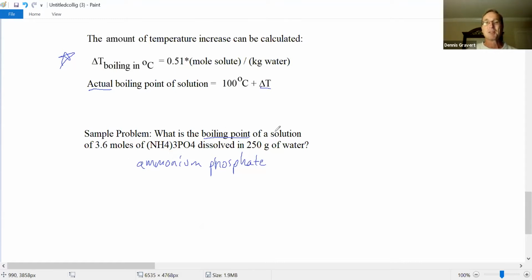So what is the boiling point of a solution of 3.6 moles of ammonium phosphate dissolved in 250 grams of water? Okay, so first calculate the change. Change in temperature is equal to 0.51, I'm just copying it down, times the moles of solute. Okay, there are 3.6 moles of this whole molecule. So we put in 3.6 moles of this molecule.